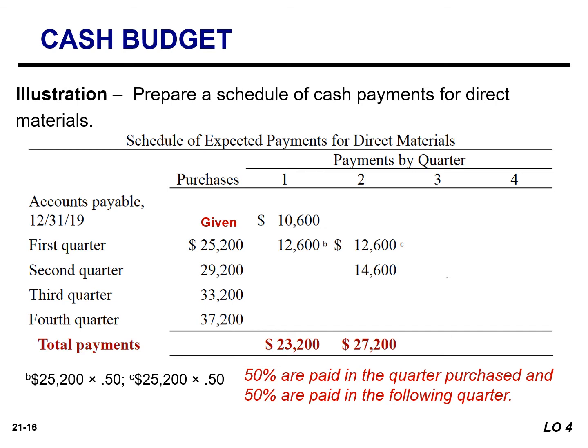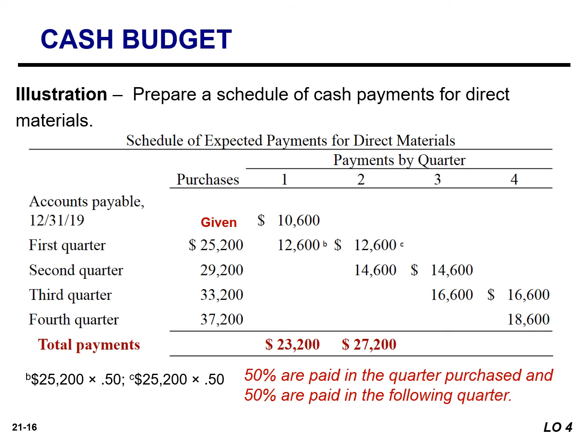In the third quarter, it pays for the remaining 50% of its second quarter purchases, as well as 50% of the third quarter purchases. In the fourth quarter, it'll pay for the remaining 50% of the third quarter purchases, as well as 50% of the fourth quarter purchases.